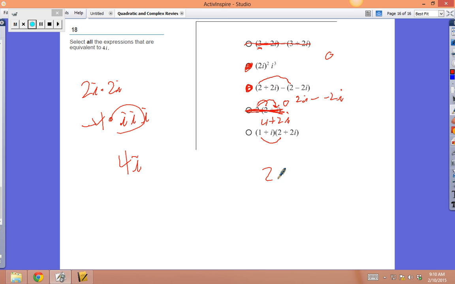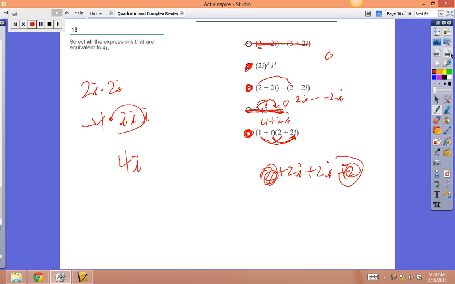1 times 2 is going to give you 2. 1 times 2i is going to give you 2i. i times 2 is going to give you 2i. And i times 2i is going to give you 2. I times I is a negative, so that's a negative. This negative 2 and this positive 2 zero out. This 2i and this 2i is going to give you 4i, so that one will also give you 4i. That one works. And that is it.